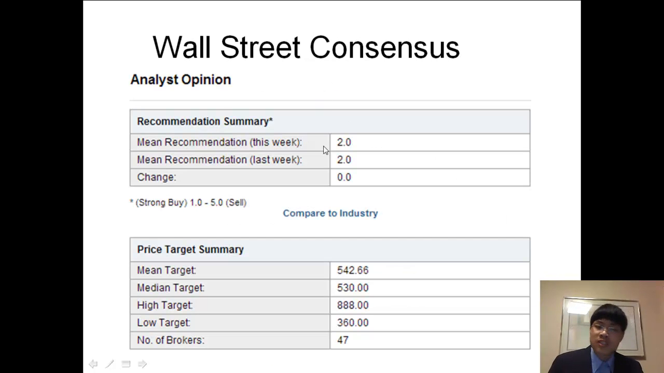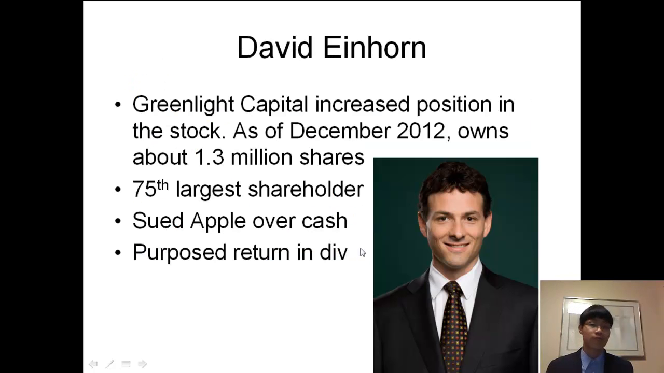The Wall Street consensus is still very bullish on this company. We've seen the mean price target of $543, which is almost $90 above where the price is right now, and so it's still a buy, 2.0 on a 1 to 5 scale. It's still a very bullish Wall Street consensus, but we do want to be wary of these numbers right here.